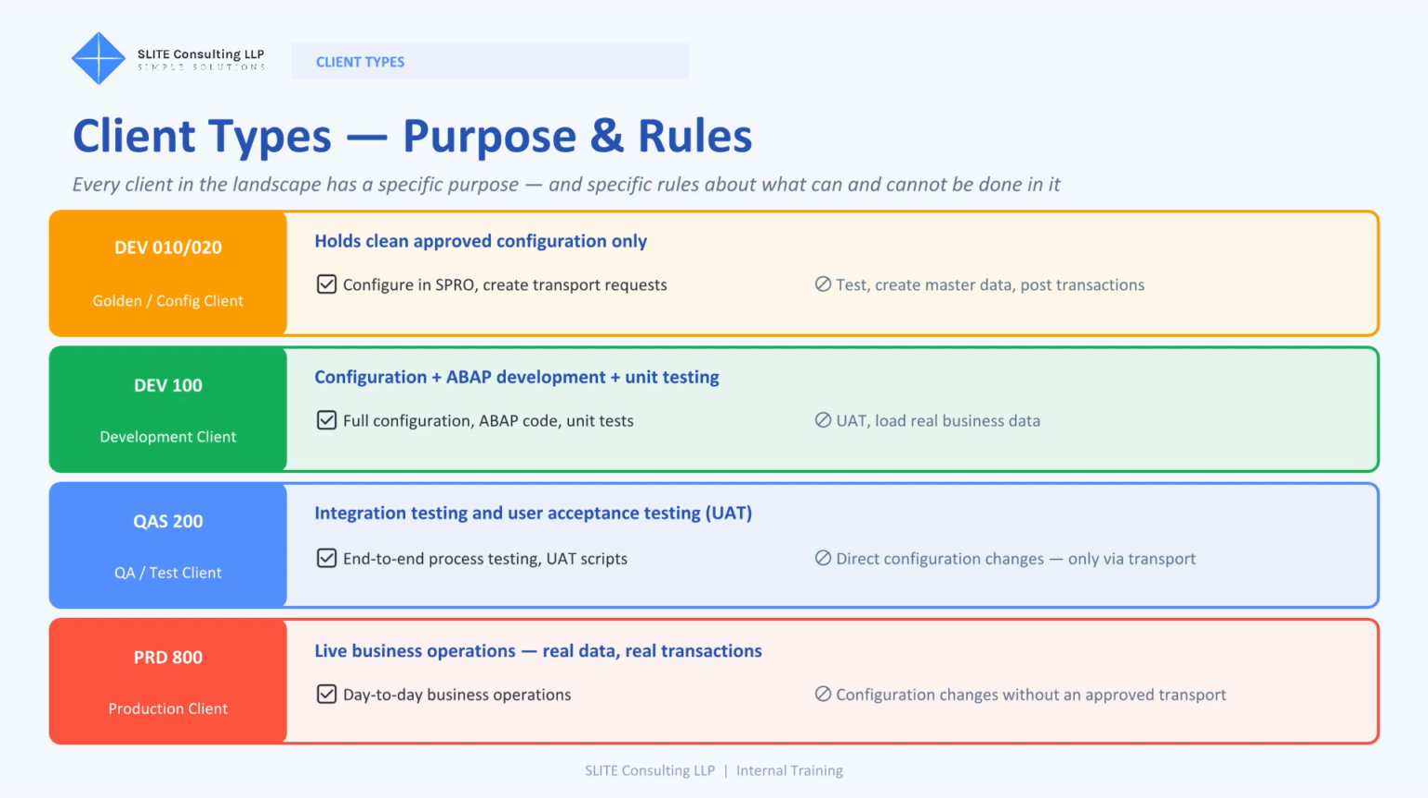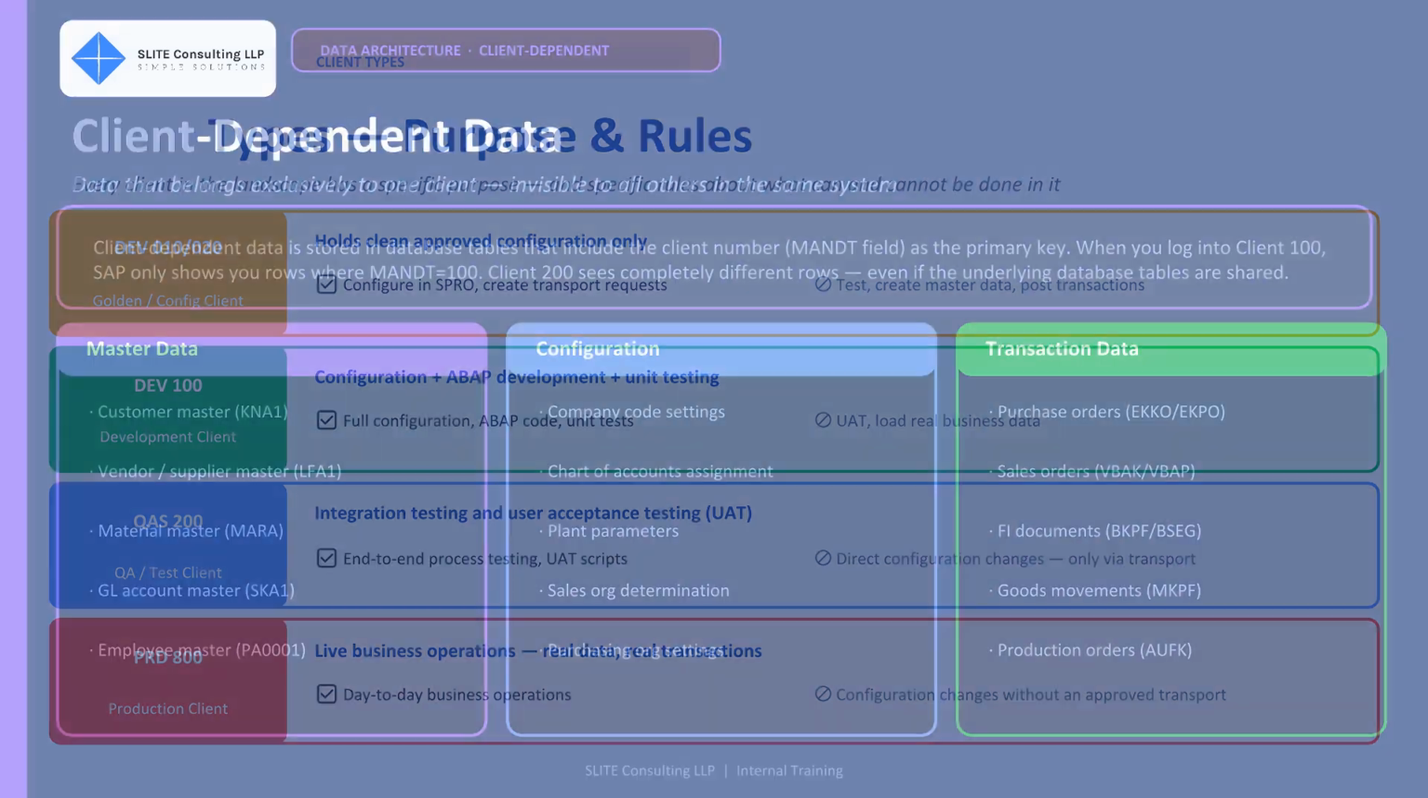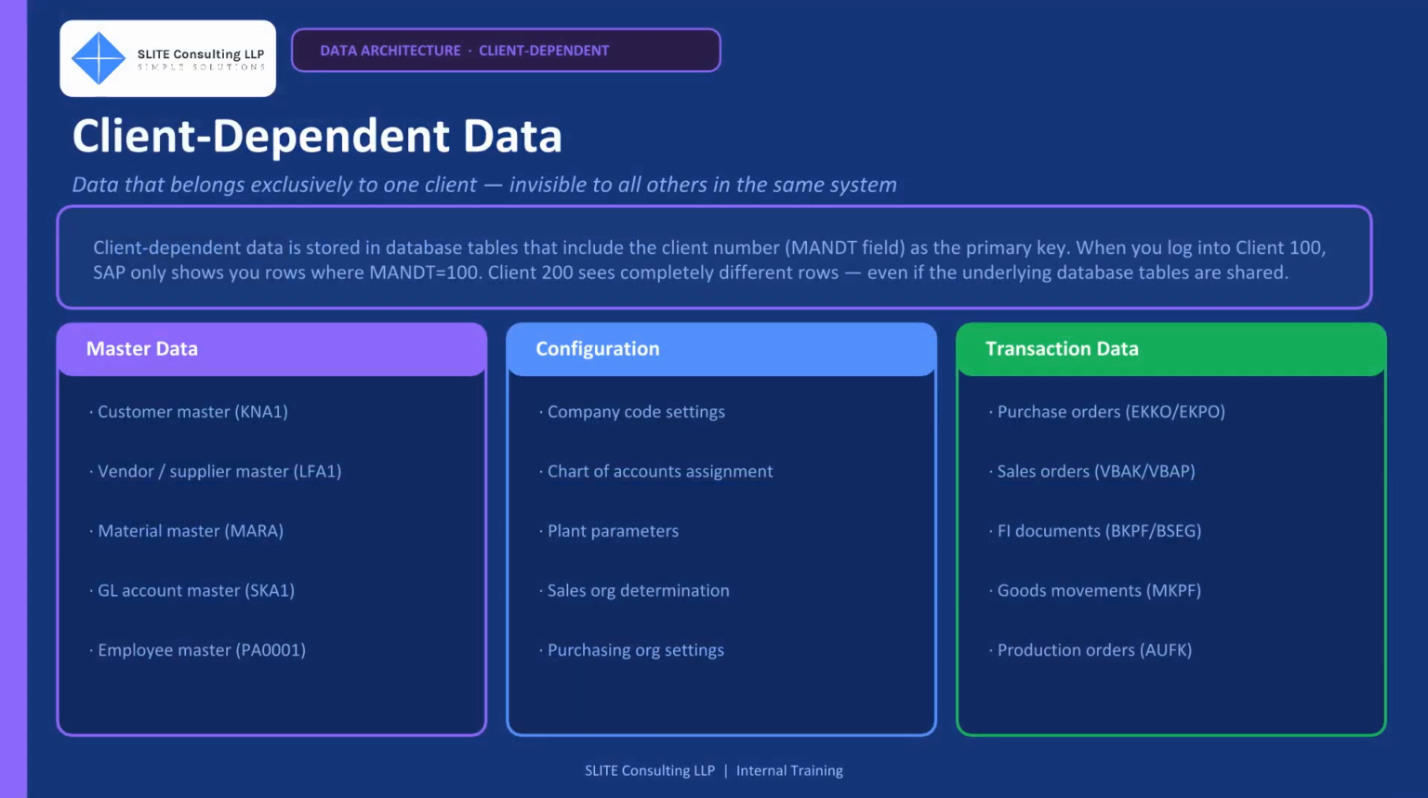Configuration changes without an approved transport are a serious control violation. Knowing which client you are logged into and what is permitted in it is the first line of defense against the kind of mistake described in the opening scenario. Here is where the concept becomes technically important and where a misunderstanding can have serious consequences.